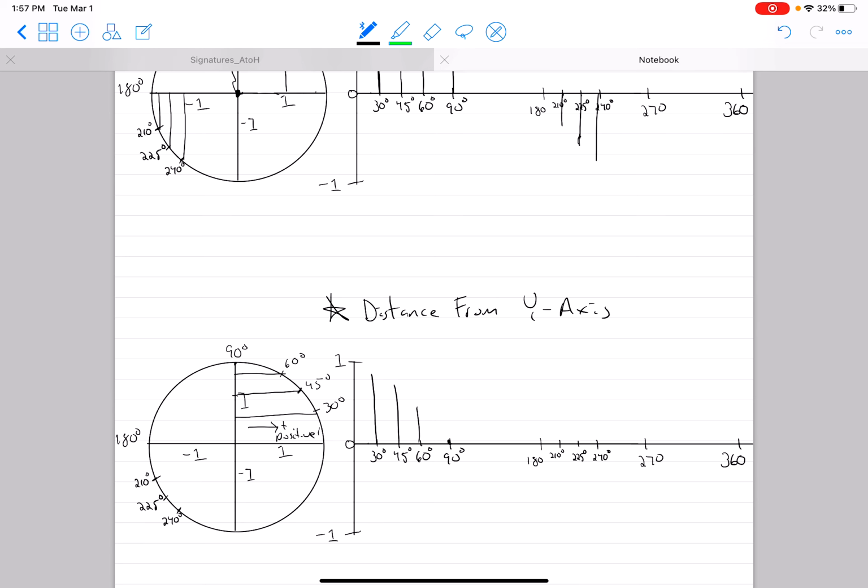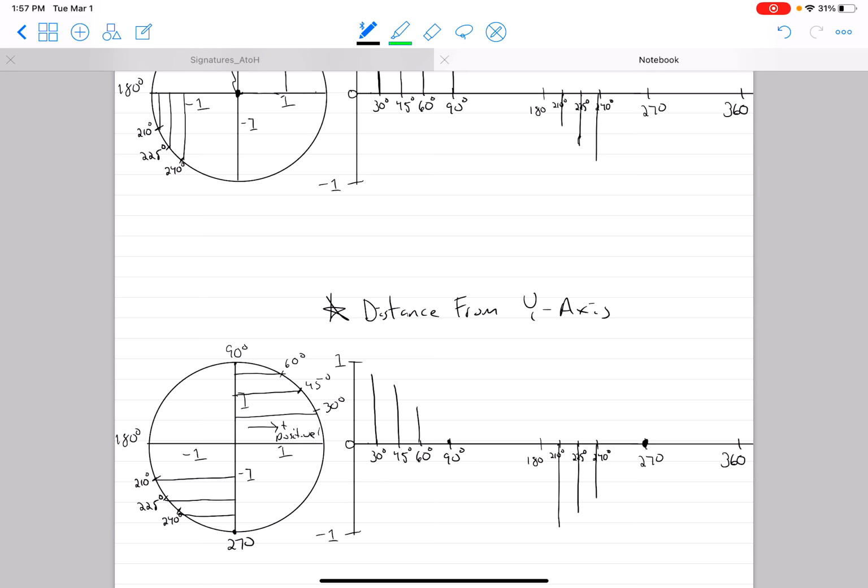Well, what if I have these angles over here? What about 210? Notice I'm going backwards. It's going pretty far, close to -1, but not quite. But it's in the negative direction. So 210 is getting close to -1, not quite. 225 is getting shorter than that. 240 is getting even shorter than that. 270, which would be this right here, has no distance between it. So it's literally on the y-axis.